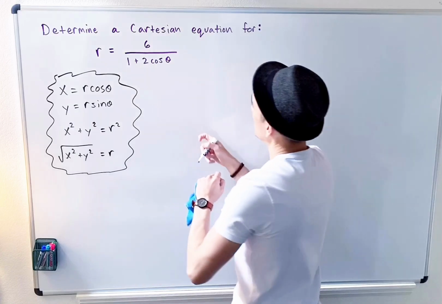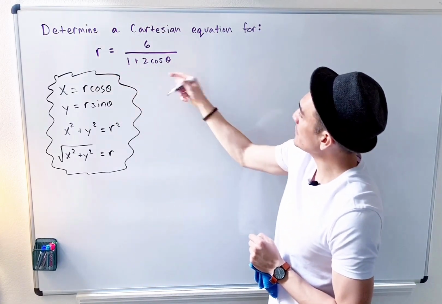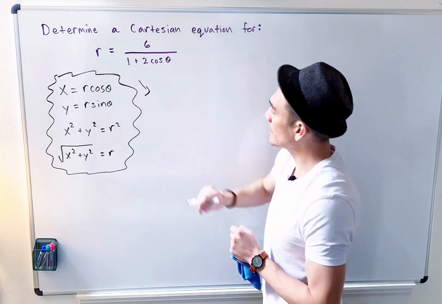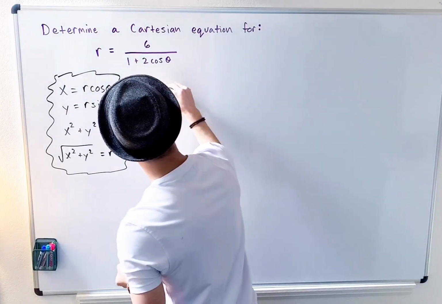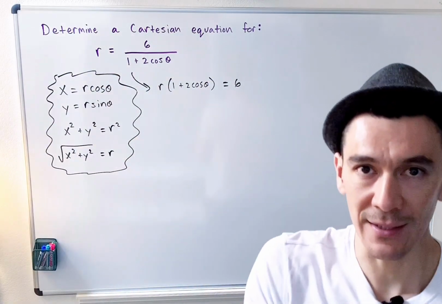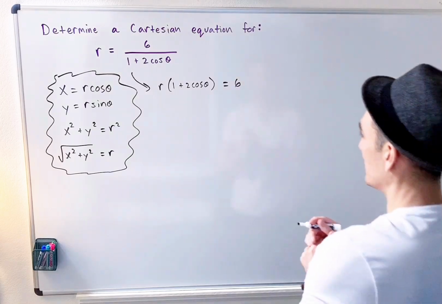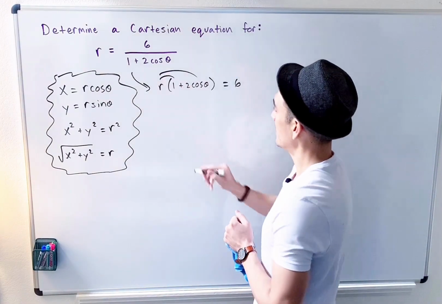So what I want to do is multiply both sides by 1 plus 2 cosine theta. So here's what I get. Are you okay with what I did? I basically cleared out the denominator. So here's what I have up to this point. Now why don't I go through and distribute this?